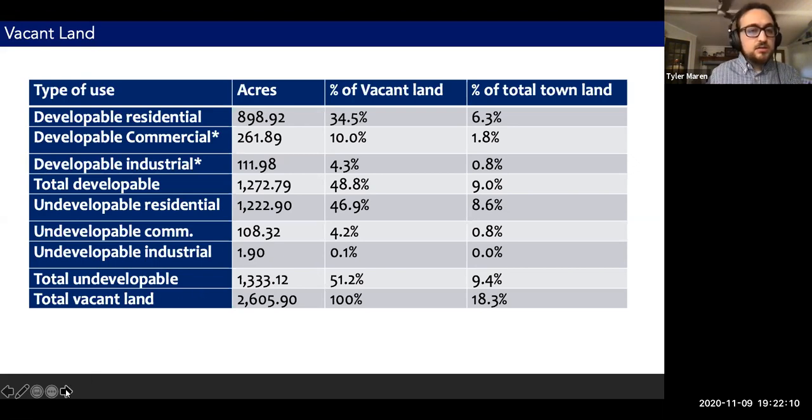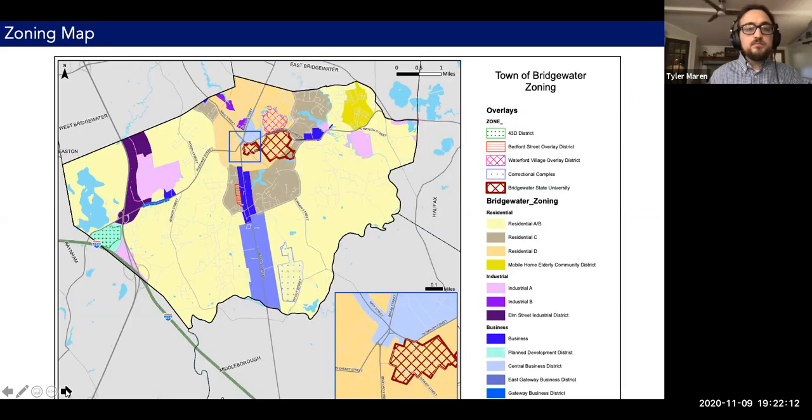Okay, so this is the start of the zoning section. This is an opportunity, if anyone has any comments or questions on the historical land use section, before we move on to this, now is the time.